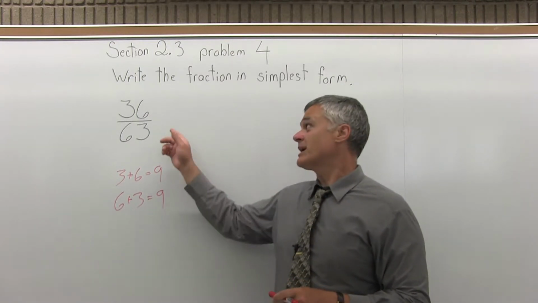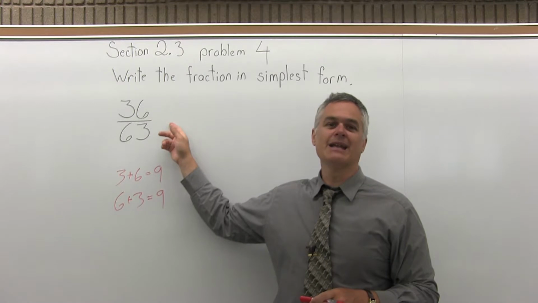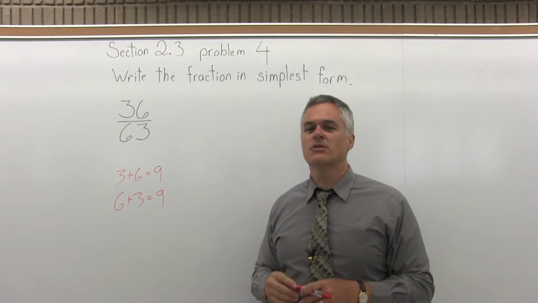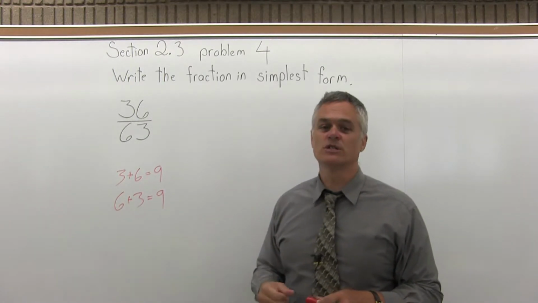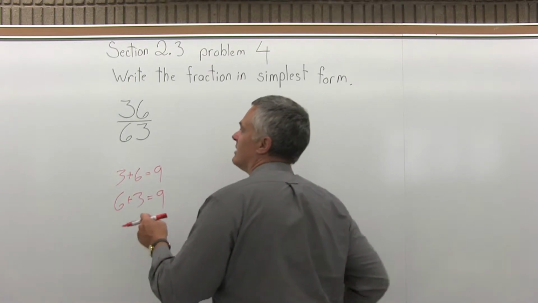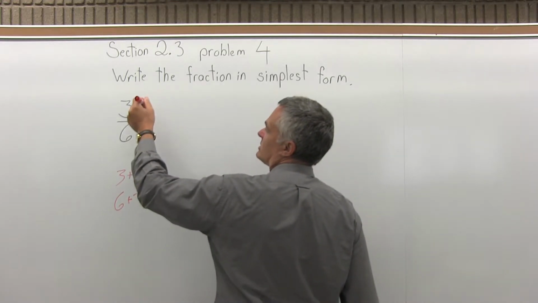Now I happen to recognize that I can actually divide 9 into both evenly. Let's say I don't realize that. 9 is a better choice, but if you don't realize that, go with anything. And if you're making progress, you'll eventually get to the end.